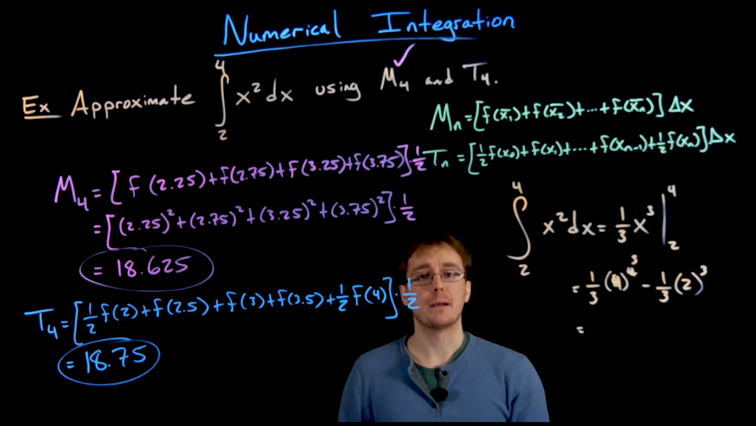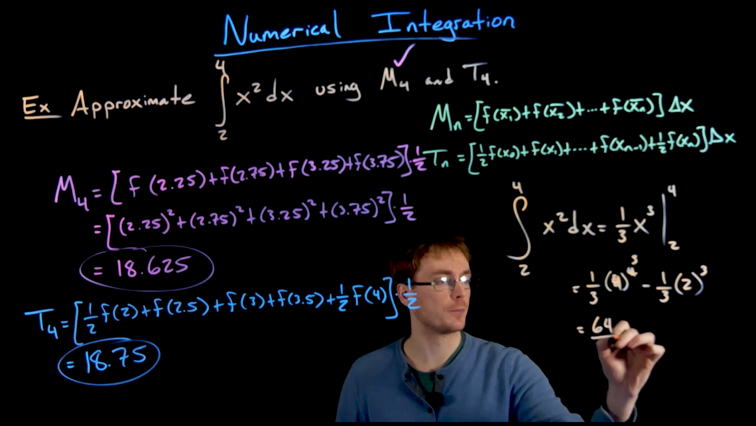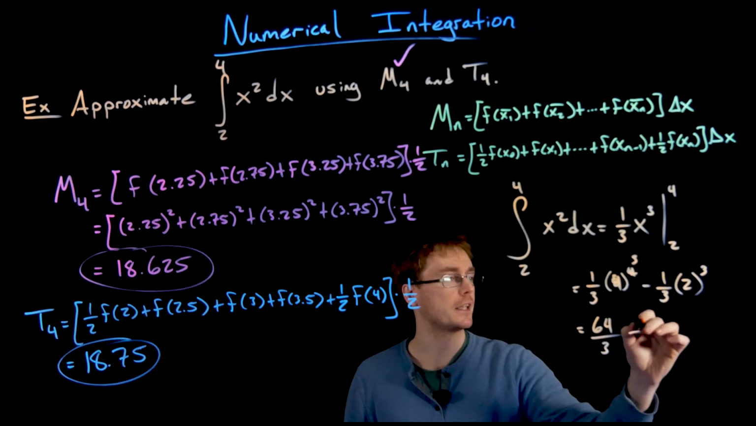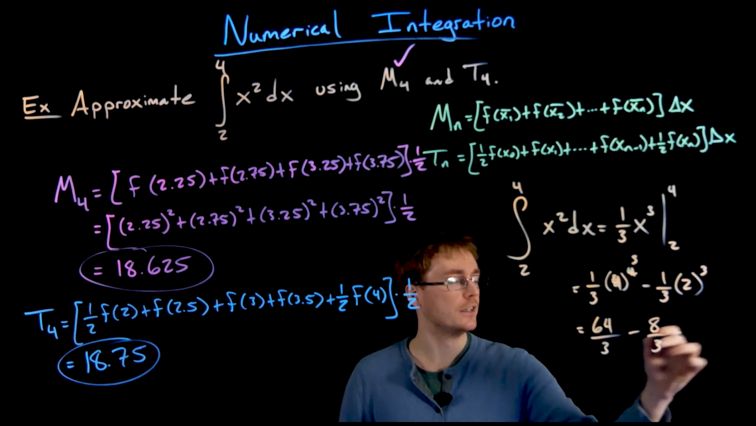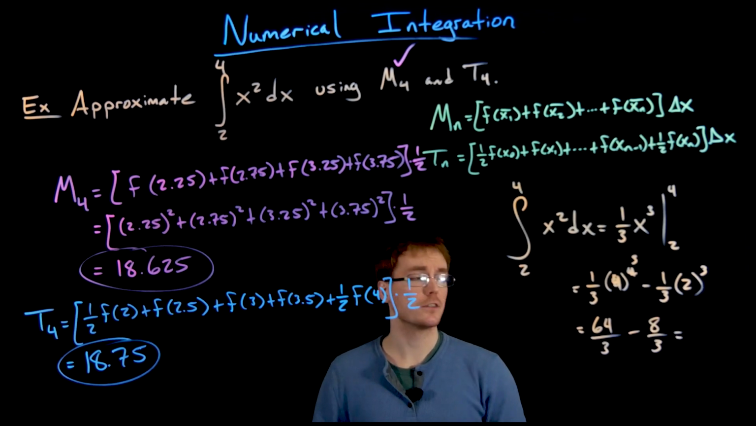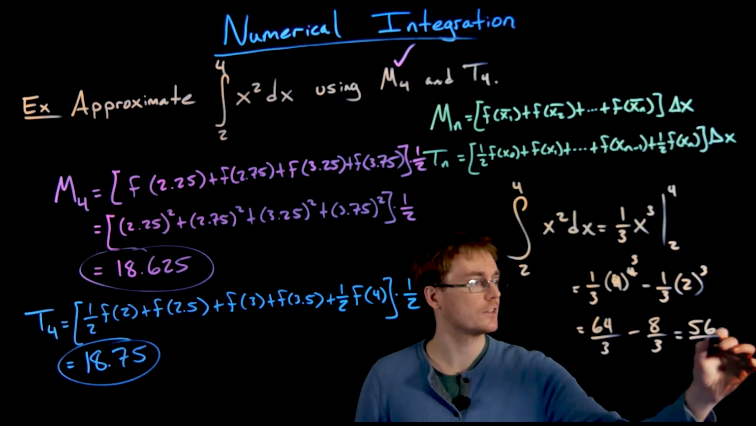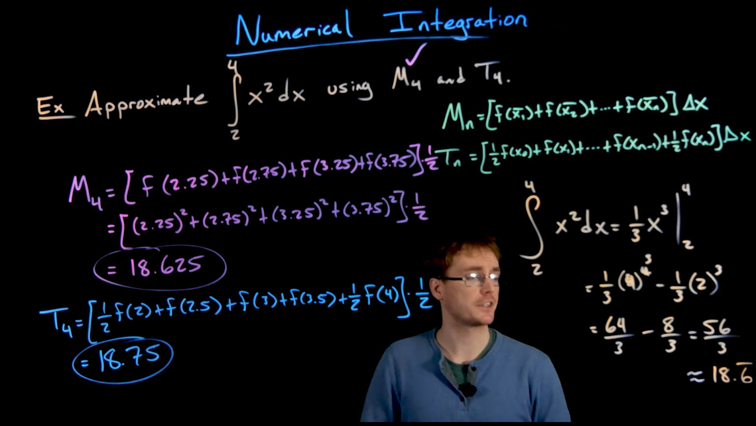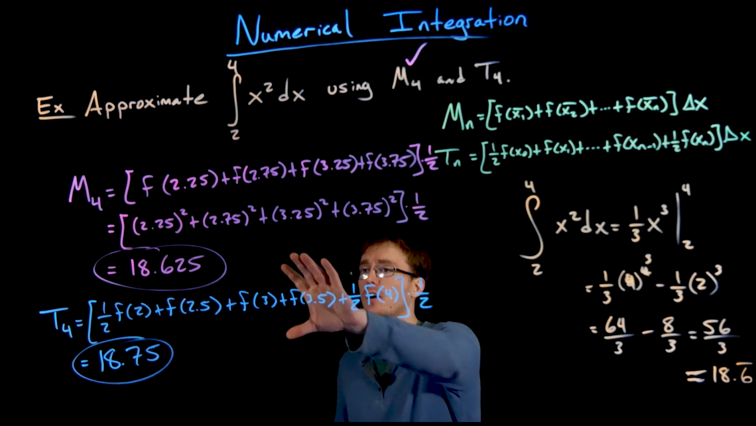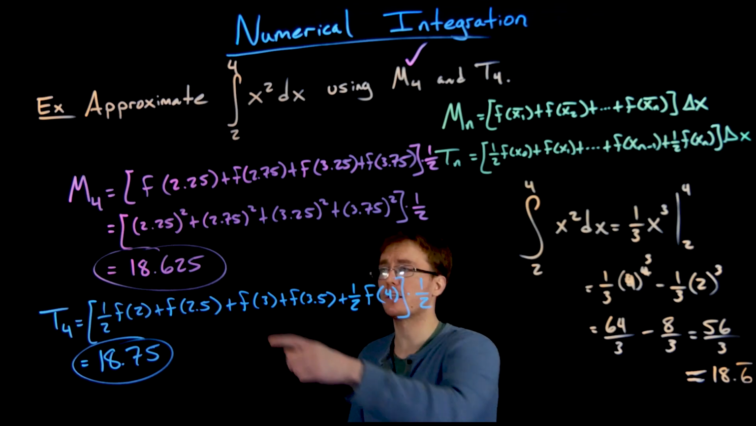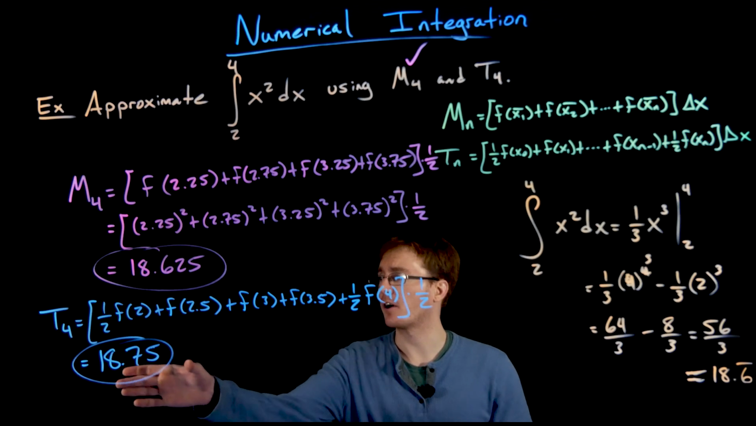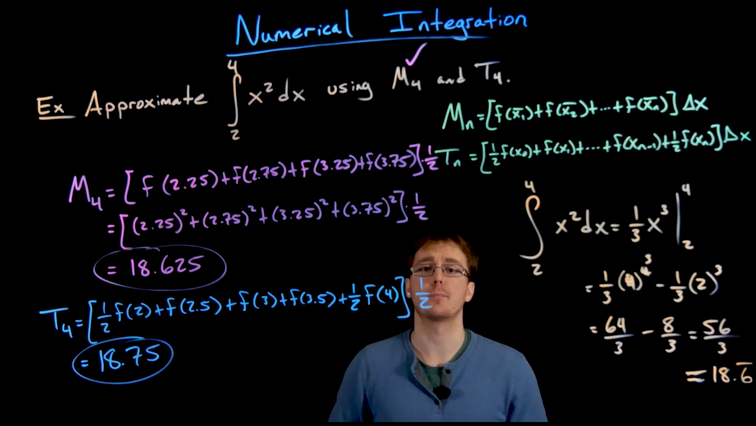All right, well, 4 to the power of 3 is 64, and if we multiply that by 1/3, we get 64 thirds. 2 to the power of 3 is 8, so that'll give us 8 thirds. 64 thirds minus 8 thirds is going to give us 56 thirds. And so 56 thirds is exactly 18.6 repeating. And so now we can see which of our approximations is an underestimate. It looks like our midpoint approximation was an underestimate in this example. And it also looks like our trapezoidal rule was an over approximation.